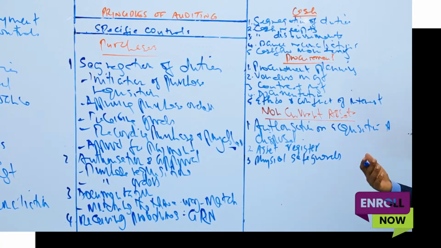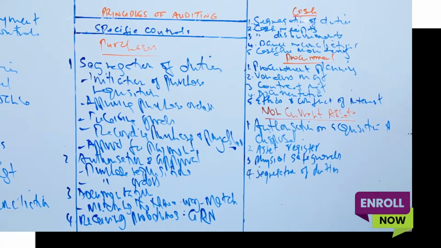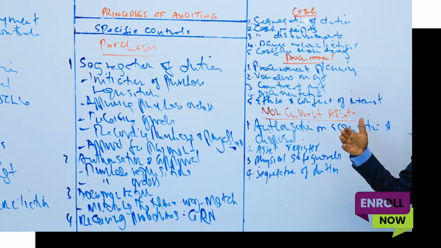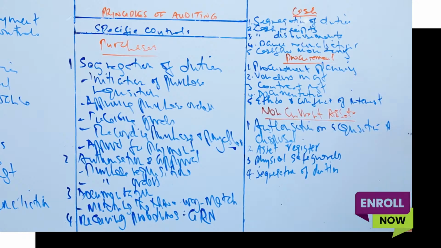Physical safeguards is also made possible through insurance. There ought to be adequate insurance coverage for all significant assets. Then segregation of duties between custody of assets, number one. Number two, record keeping, which is the asset register. Number three, authorization of acquisitions or disposals. Then there is performance. So all those duties will be segregated. Those who are doing the physical count of the assets for verification.